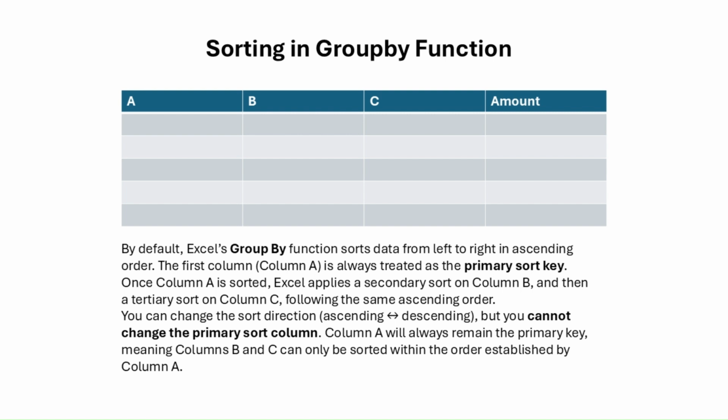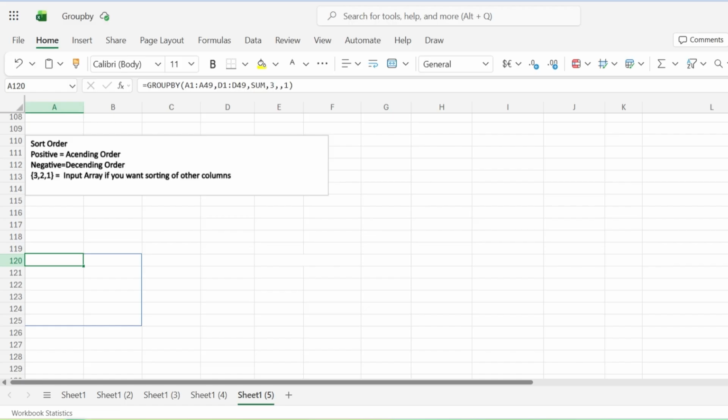You can change the sort direction, ascending to descending, but you cannot change the primary sort column. Column A will always remain the primary key, meaning columns B and C can only be sorted within the order established by column A. Now we come to sorting order.